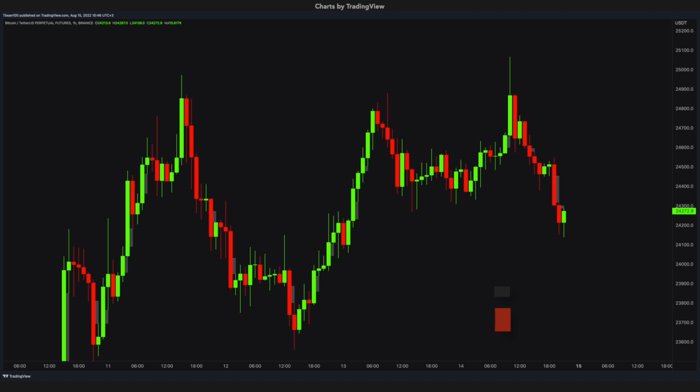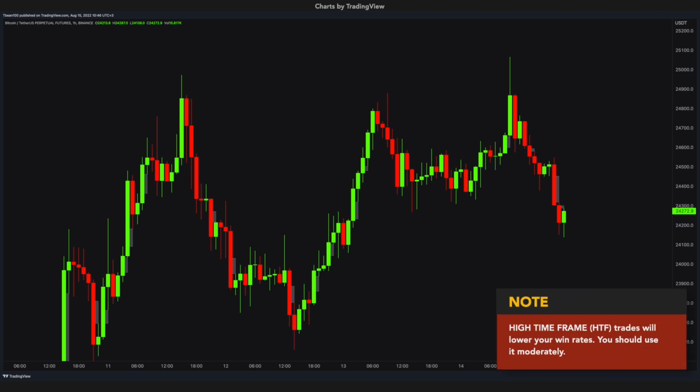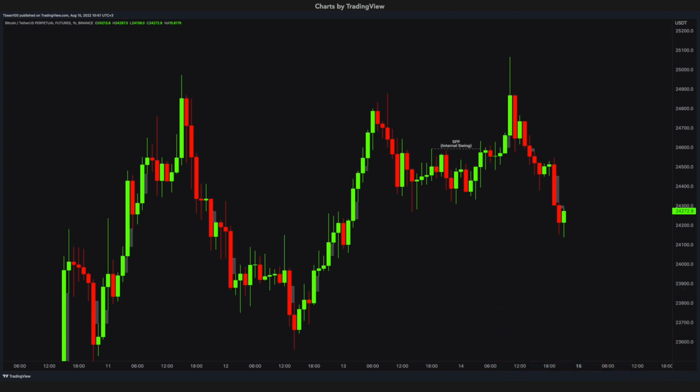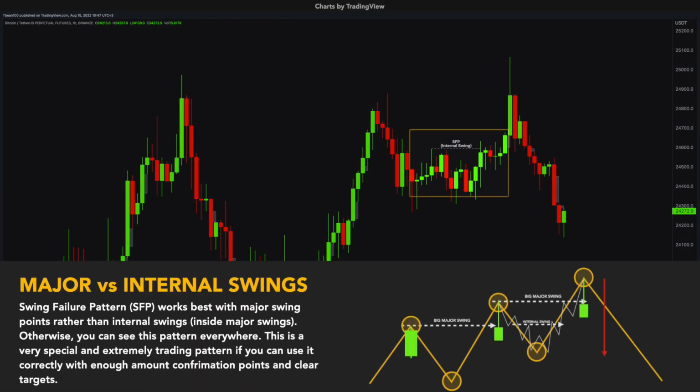This was a bit riskier than normal. However, I had enough confirmation to trade in high time frames. First of all, let's talk about swing failure patterns. This pattern is actually everywhere. You can see it with almost every internal swing.